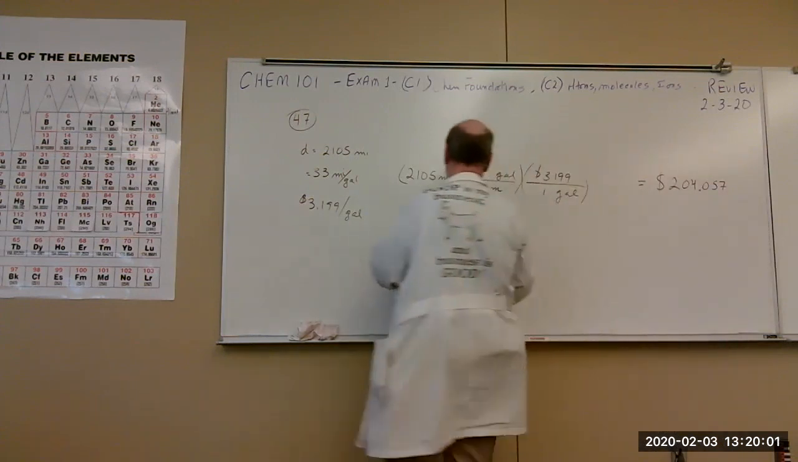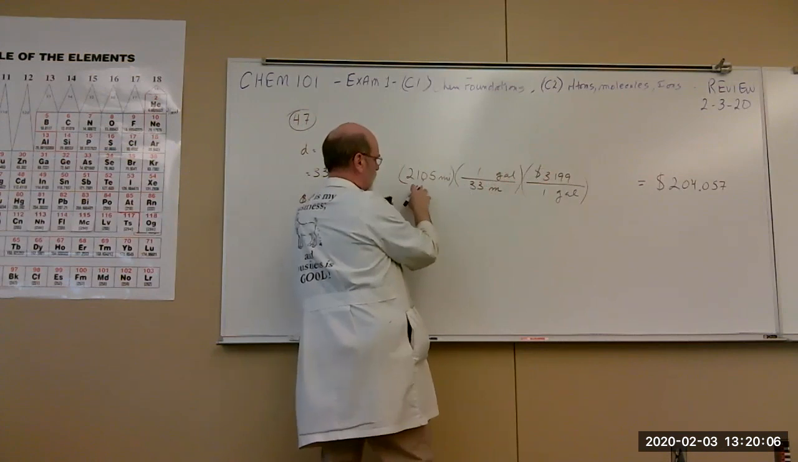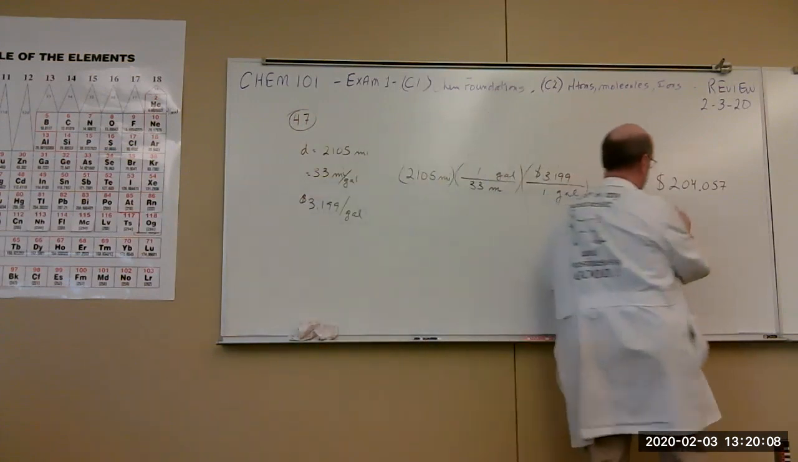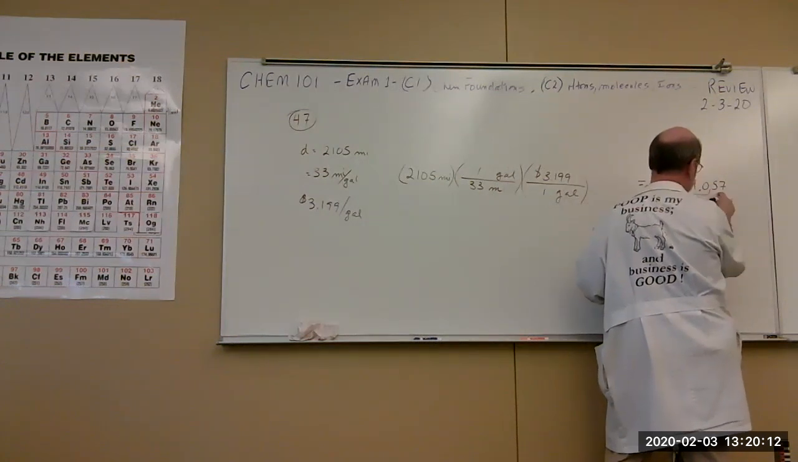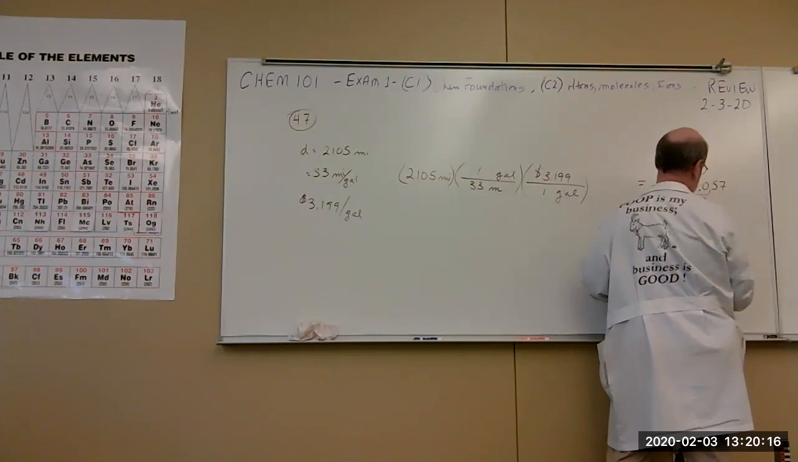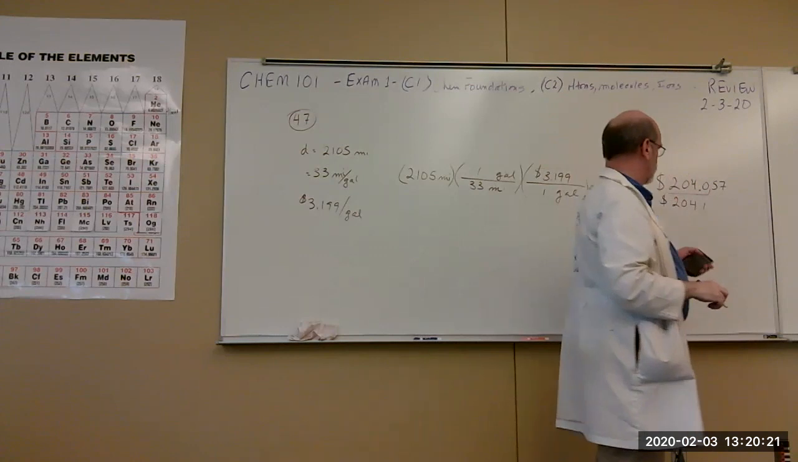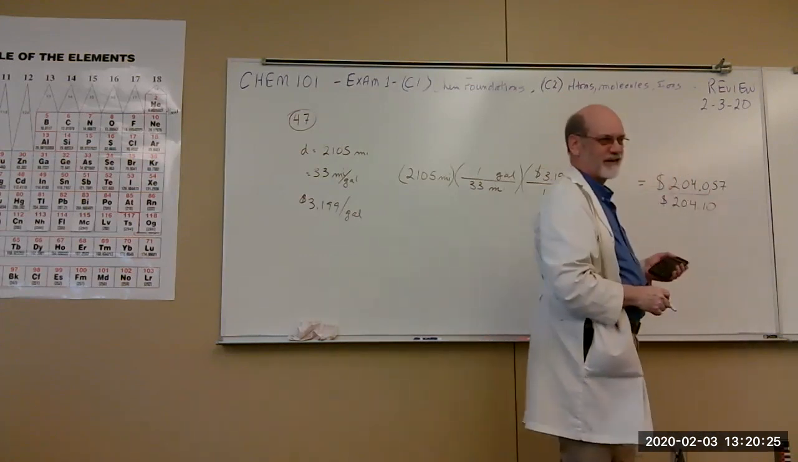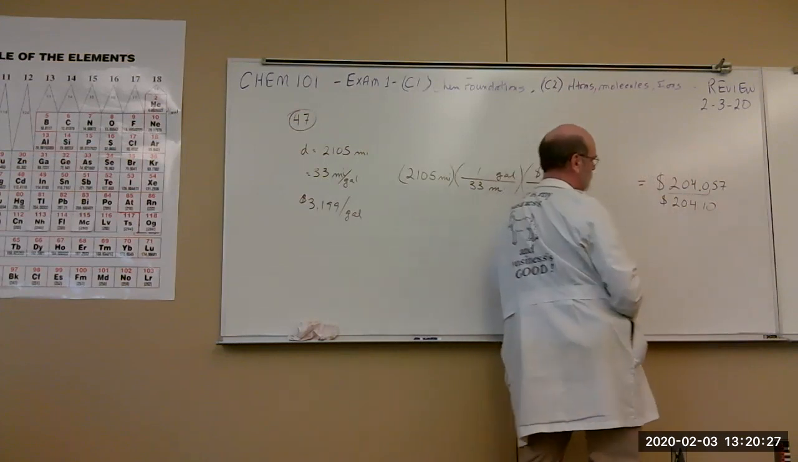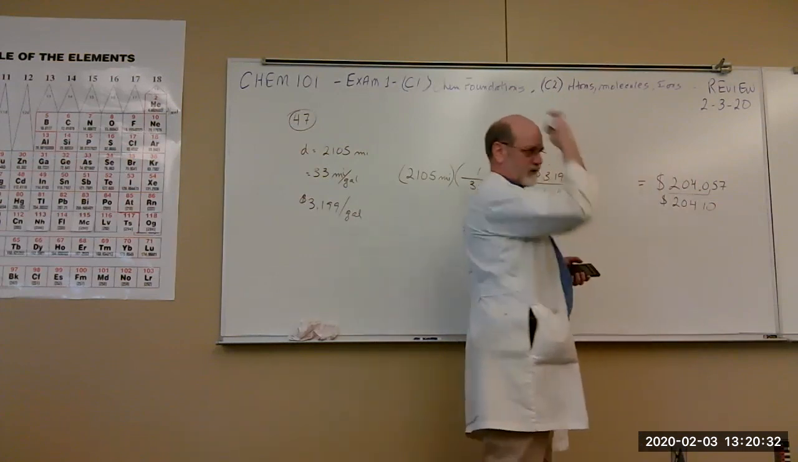And then we have 4 significant figures here. Those are conversion factors, so they don't count. So we have 1, 2, 3, 4. All right, that's a 5, so we got $204.1. And of course, you never write that for money. You got to fill it in the last place. So you need to take $204.10.